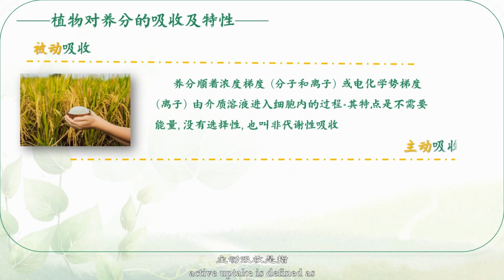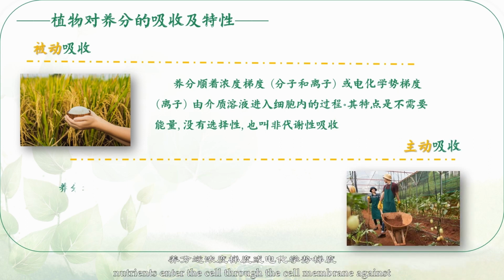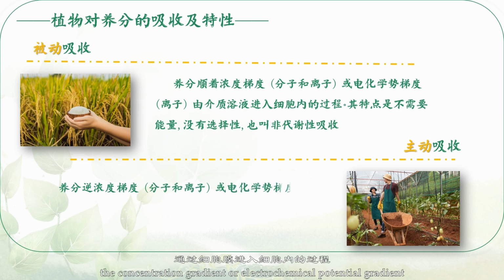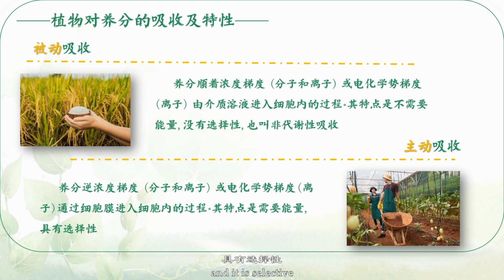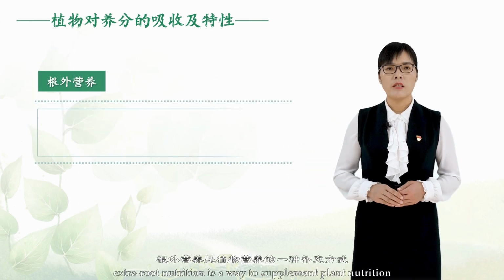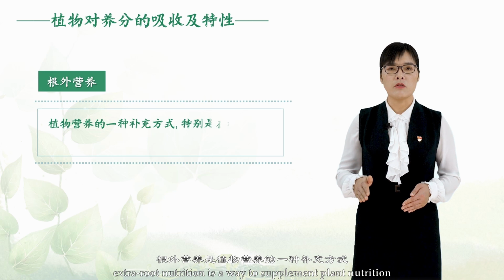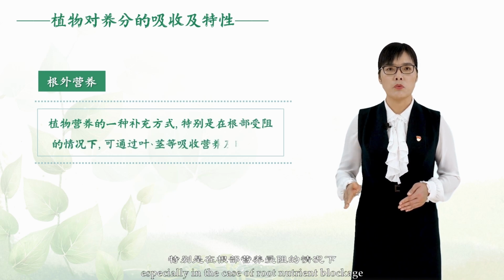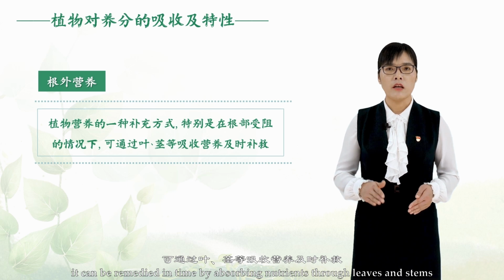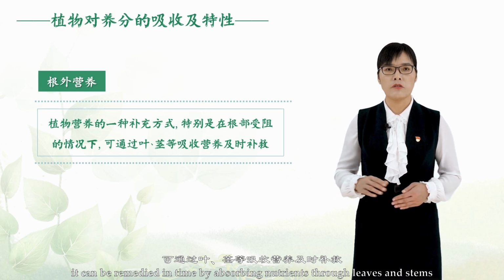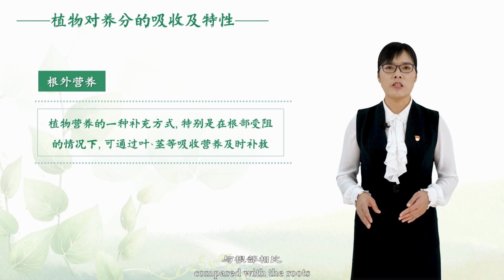Active uptake is defined as nutrients entering the cell through the cell membrane against the concentration gradient or electrochemical potential gradient. It is characterized by the need for energy and it is selective. Extra-root nutrition is a way to supplement plant nutrition, especially in the case of root nutrient blockage. It can be remedied in time by absorbing nutrients through leaves and stems, compared with the roots.